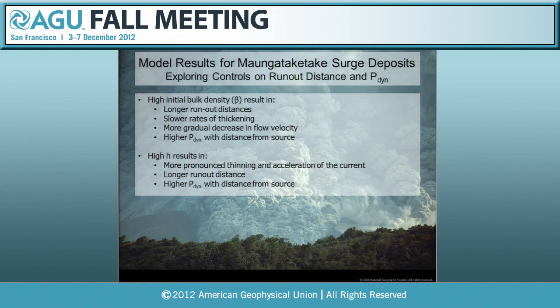Varying initial height also produces longer runout distances and higher dynamic pressures due to a lower settling velocity and a more pronounced acceleration due to the radial thinning. One question that we have here, though, of course, is how do we constrain this initial thickness of the flows? When we look at the case of, for example, the Kurimsky eruption, those currents might have been a couple hundred meters thick. So this is something that we need to understand a little bit better as well.